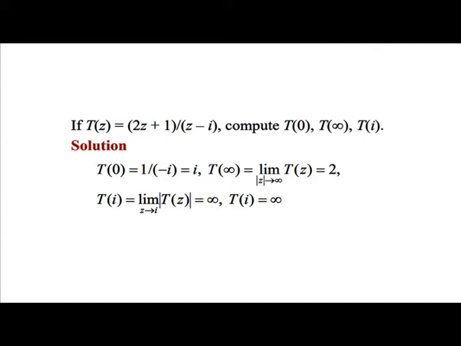Using the function we get T of 0 as 1 by minus i, that is nothing but i, and the image of the point infinity is the limit as mod z tends to infinity of T of z, which is 2, and the point i is mapped onto infinity. That is, 0 goes to i, infinity goes to 2 and i goes to infinity. So, the points 0, infinity and i are mapped onto i, 2 and infinity in the w plane, or else the T plane here, because we have represented the function as T of z.